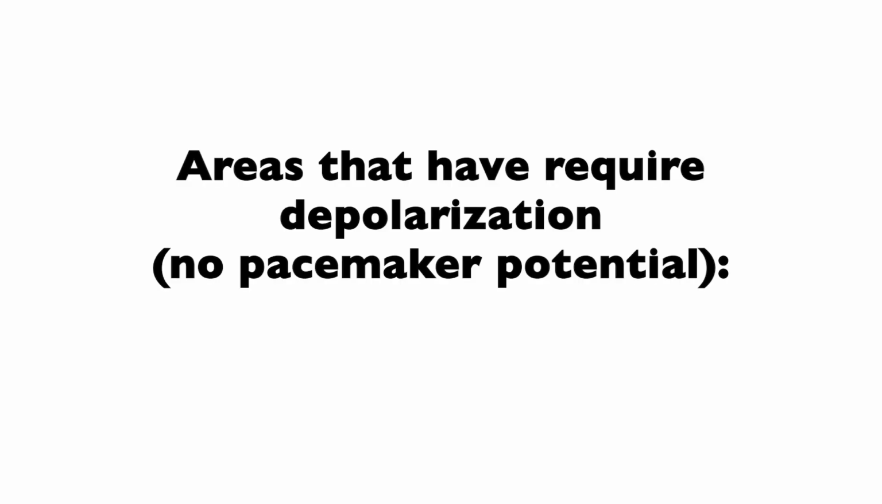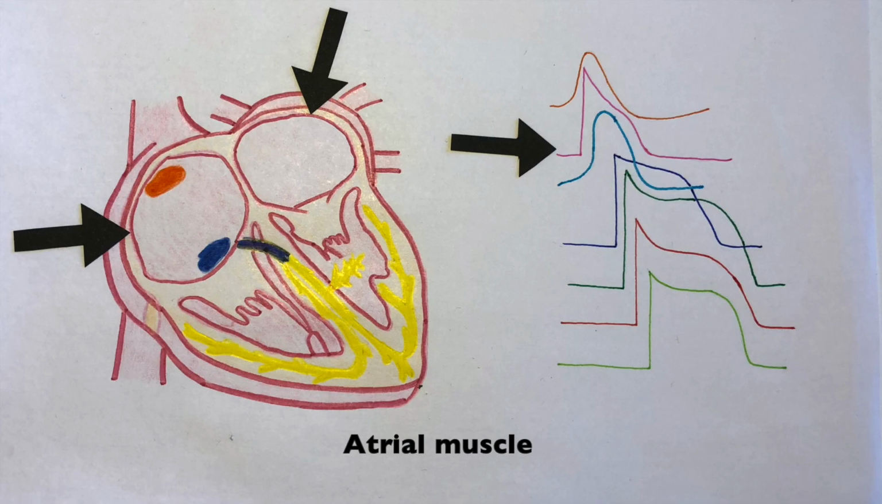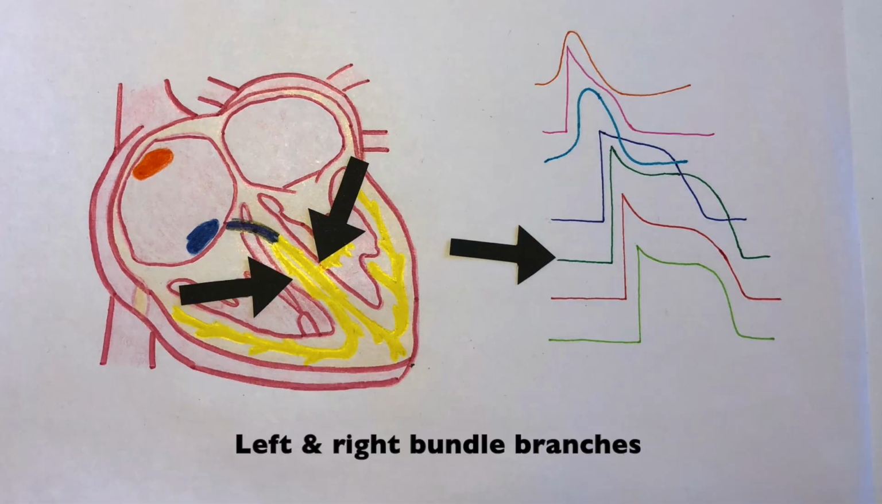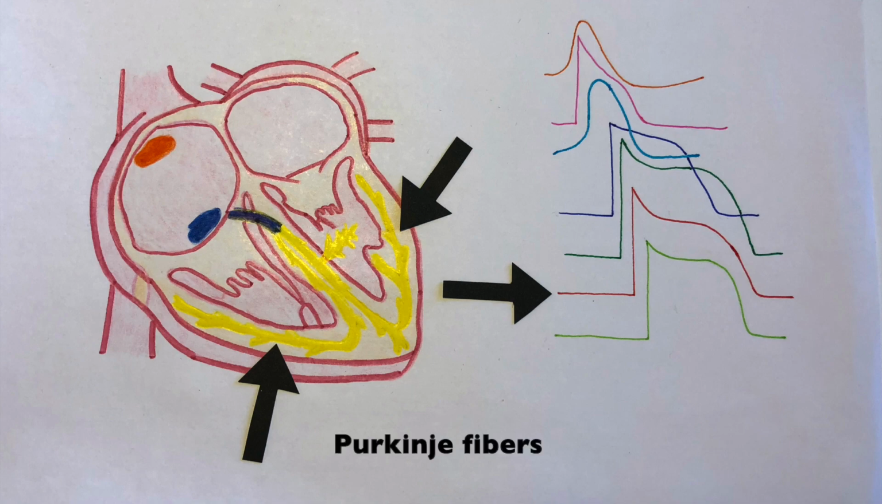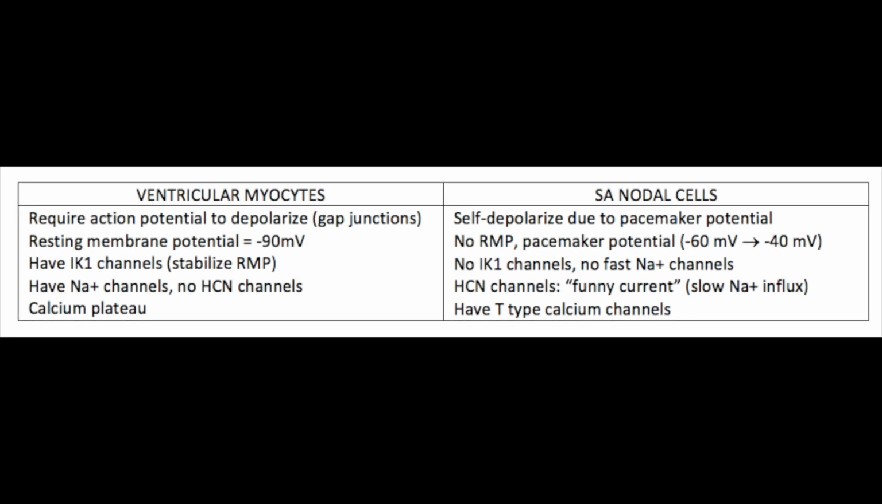Other areas in the heart require depolarization from neighboring cells and have action potentials similar to that of a ventricular myocyte. These include the atrial muscle, AV bundle, left and right bundle branches, and the Purkinje fibers. In a normal functioning heart, these areas have no pacemaker potential. However, if the heart becomes damaged, they could spontaneously depolarize, resulting in arrhythmias. To end this video, we've created a summary of the differences between SA node cells and ventricular myocytes.